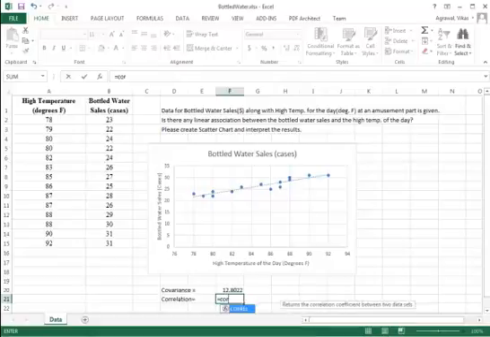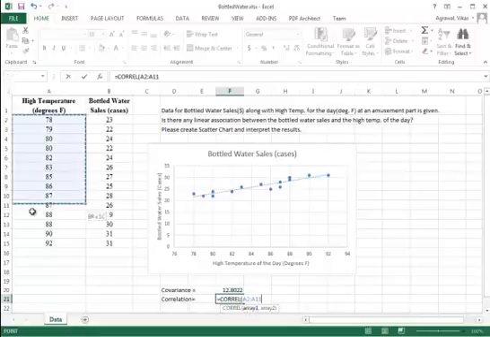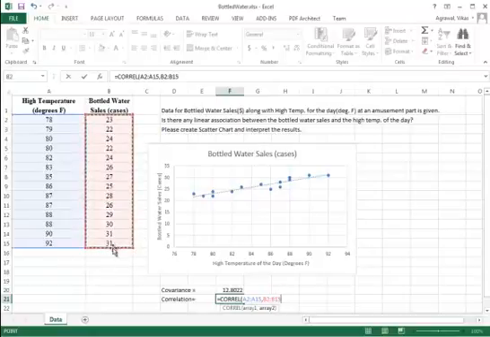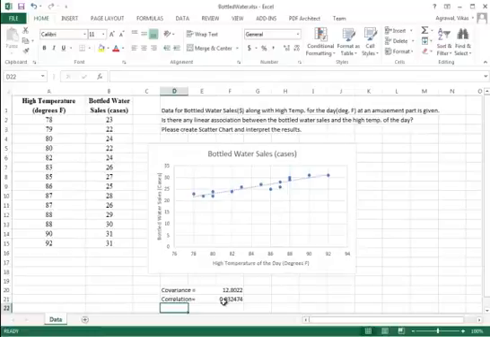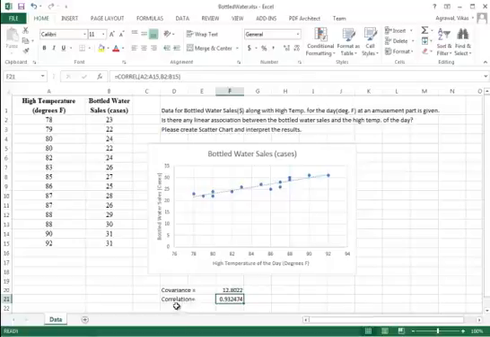Correlation returns the correlation coefficient between two data sets. Array 1 here, array 2 here. So that shows the correlation value. Now this coefficient is 0.93. The closer it is to 1, the stronger the relationship between the two variables. So since it's pretty close to 1, there is a strong linear relationship between the two variables.